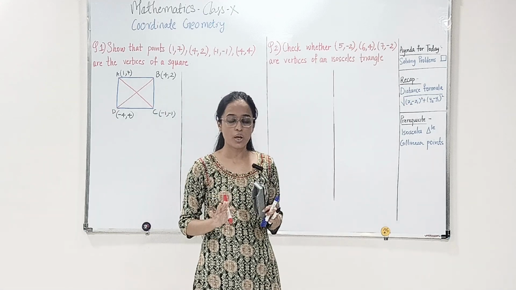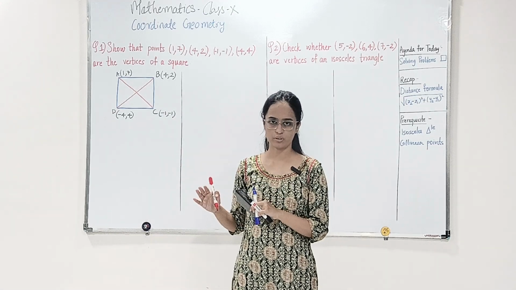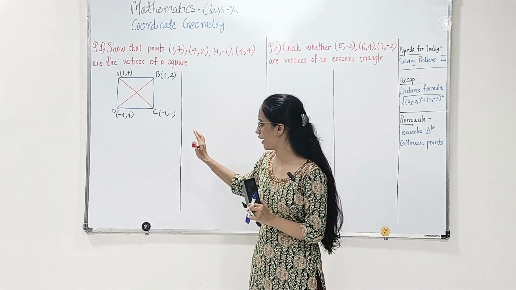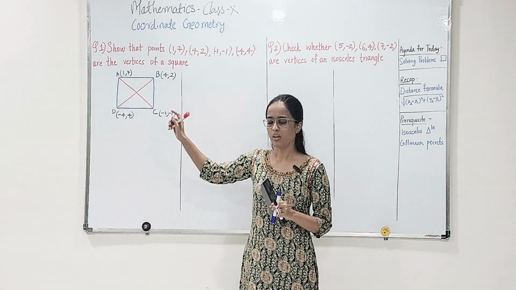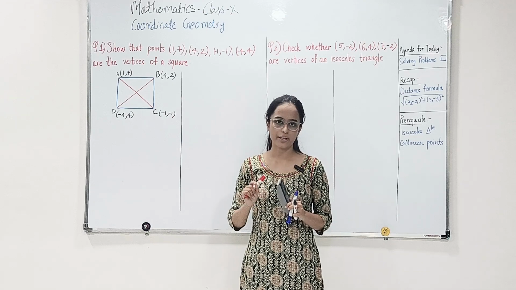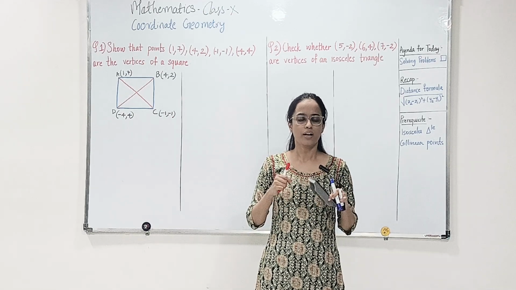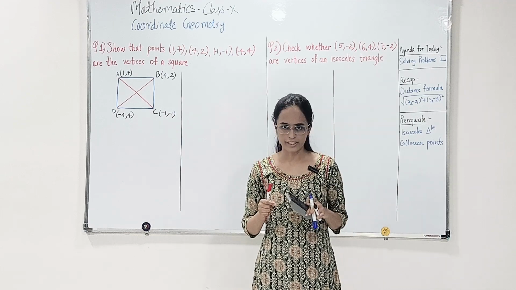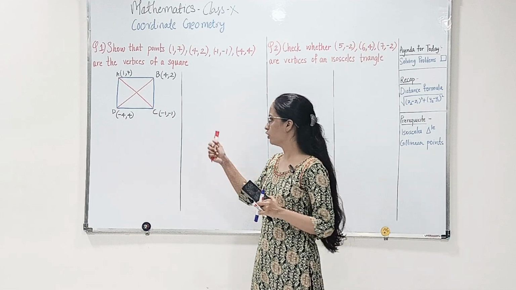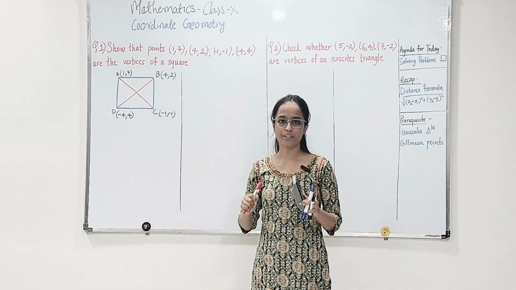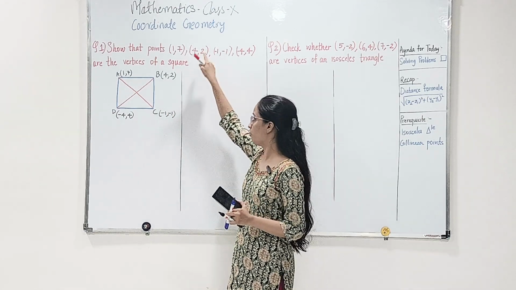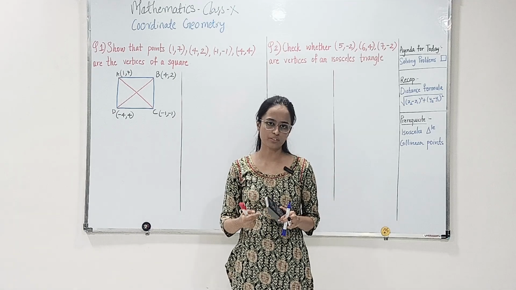Now, as of now, we don't know whether this is a square or not. Using the given information, I have just drawn a random figure whose name is ABCD. Since it is a four-sided figure, I would be calling it quadrilateral ABCD, right? So we have to show that these 4 vertices actually form a square.